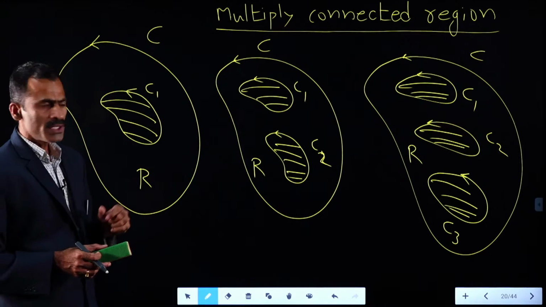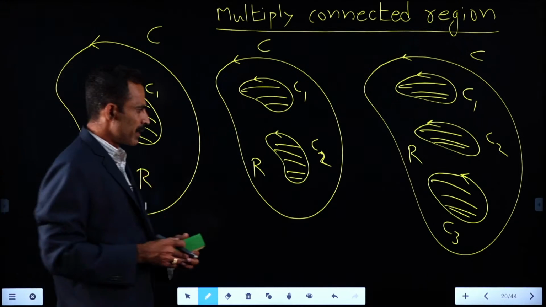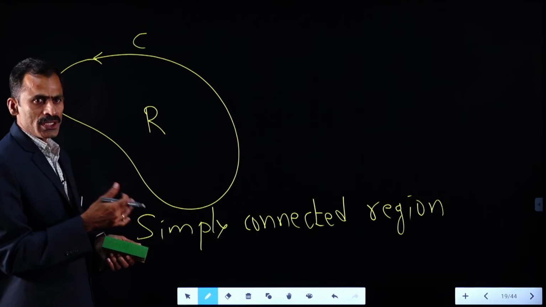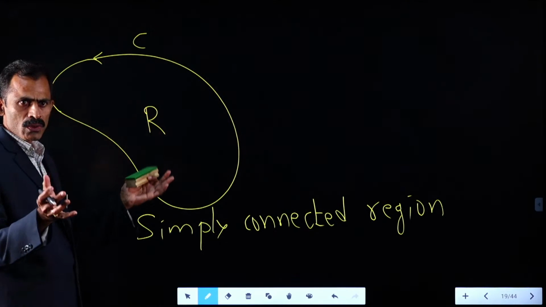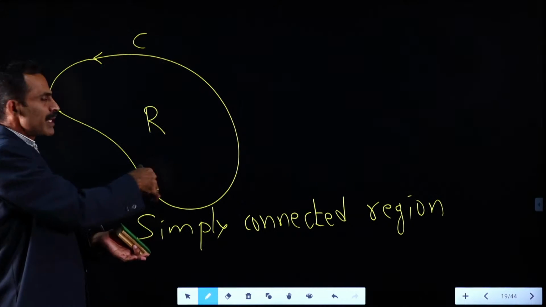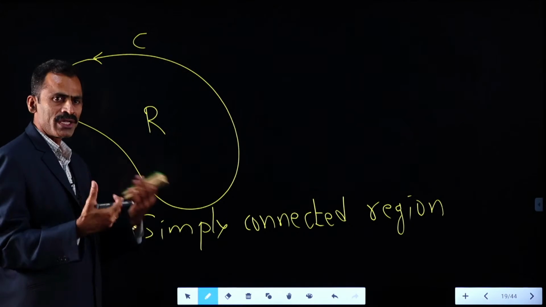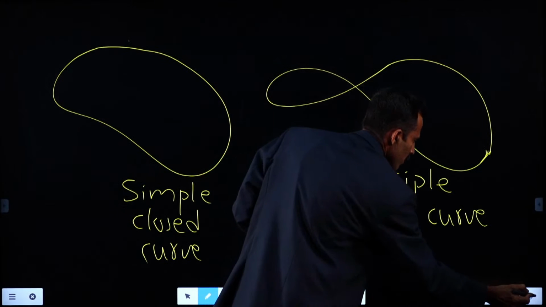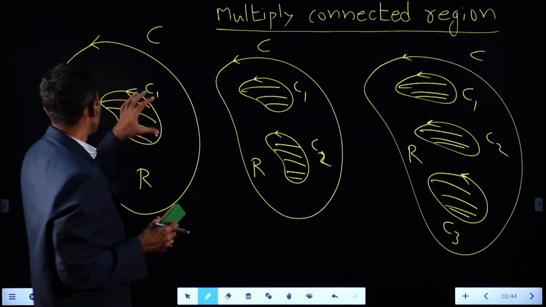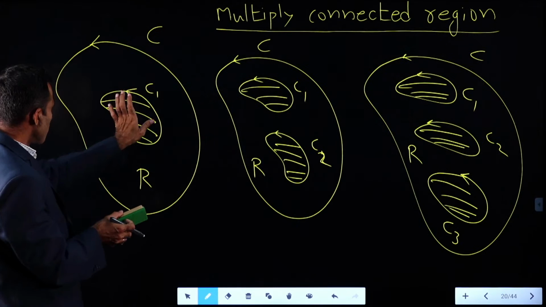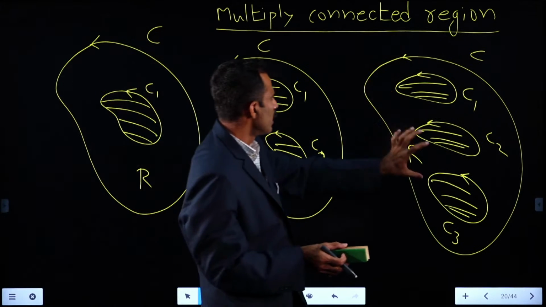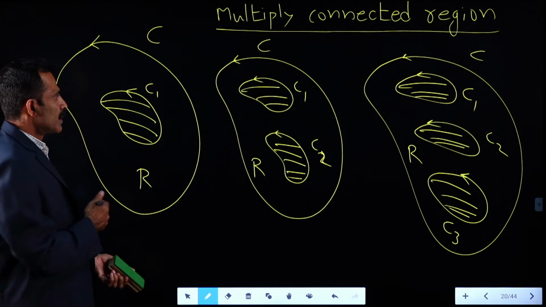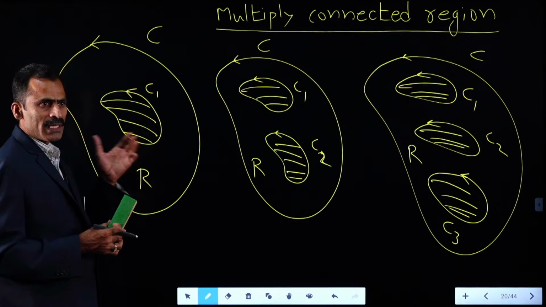So we have two types of regions. One is simply connected, the other is multiply connected. This is a simply connected region: inside the simple closed curve C, if we consider the total portion, that is a simply connected region. And if you leave some portion like this, then the region is called a multiply connected region. So we have two types of regions, simply and multiply connected.